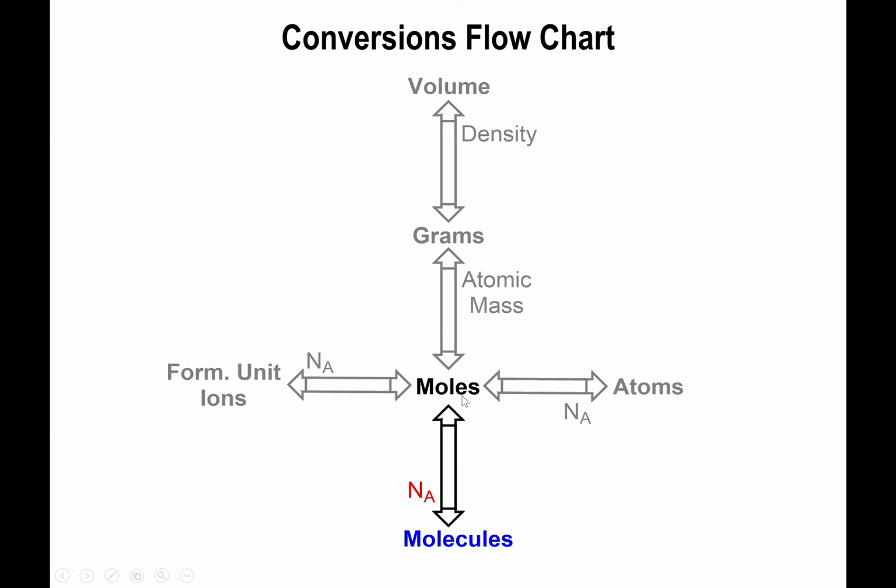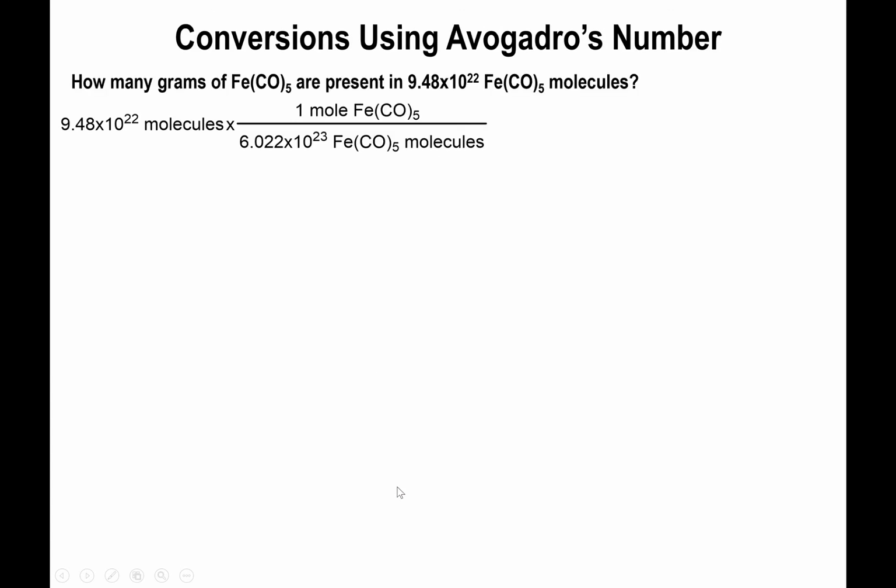In order to enact that transformation, we have to use Avogadro's number. And because we have molecules on top, that's the initial number we start with, we have to place molecules on the bottom. And wherever the molecules, atoms, or ions go in terms of units, that's where you want to place Avogadro's number. And on the opposite end of the fraction, you'll have 1 mole. So in other words, 1 mole of this substance equals 6.022 times 10 to the 23 molecules of the substance. All right, so the molecules cancel out.